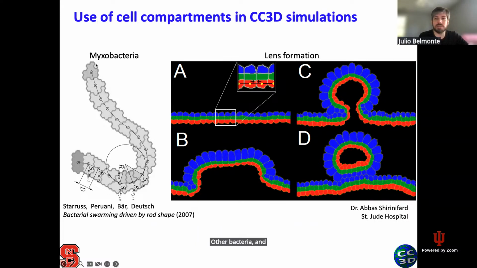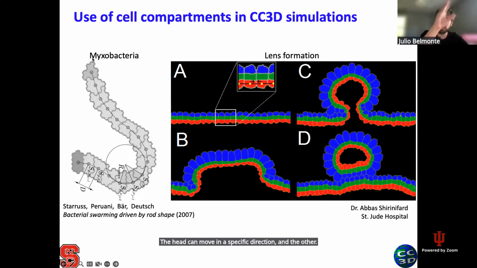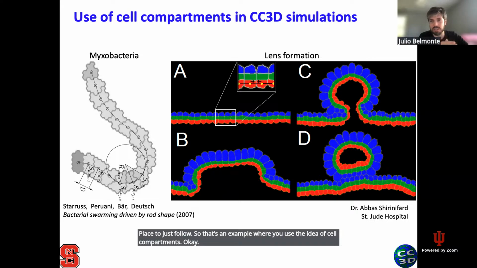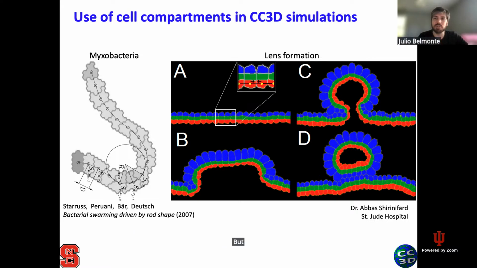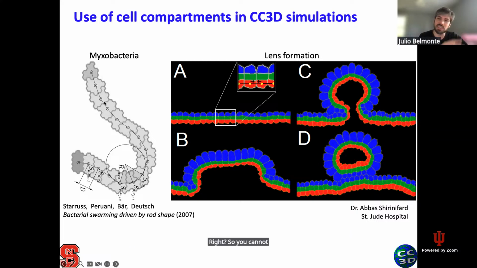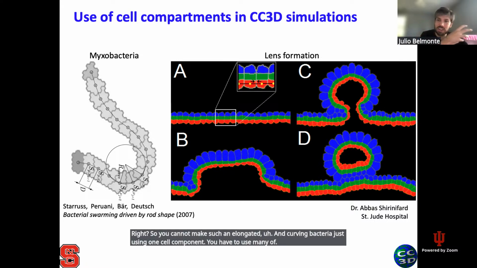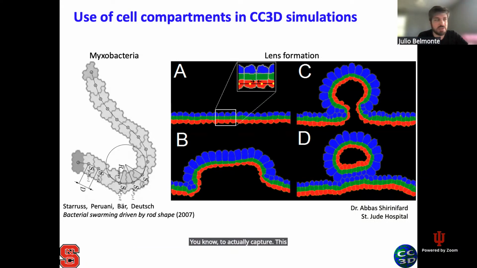And you link them with some kind of spring forces, and then there's one side, the head, that can move in a specific direction, and the other pieces just follow. So that is an example where you use the idea of cell compartments. Okay, this model was not done in CompuCell, but you have to use compartments to actually get the correct shape and behavior of the cell that you want to model, right? So you cannot make such an elongated and curving bacteria just using one cell compartment. You have to use many of them to actually capture this cell shape and behavior.